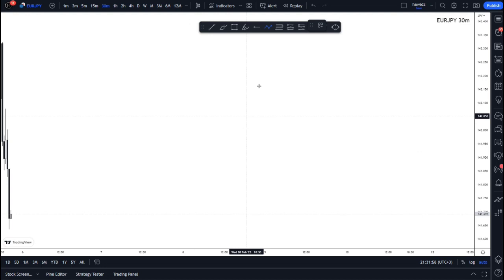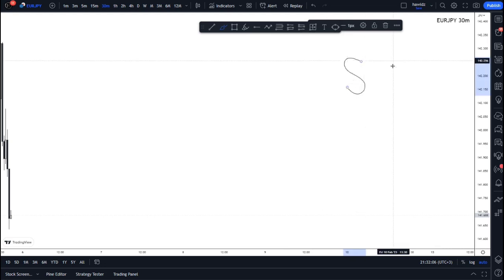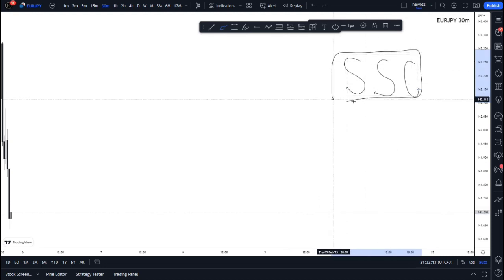Now, we're going to be dealing with three simple things, right? Firstly with structure, secondly with S&D, and thirdly with confirmation, right? So this is going to be the root of our entry model, SSC.